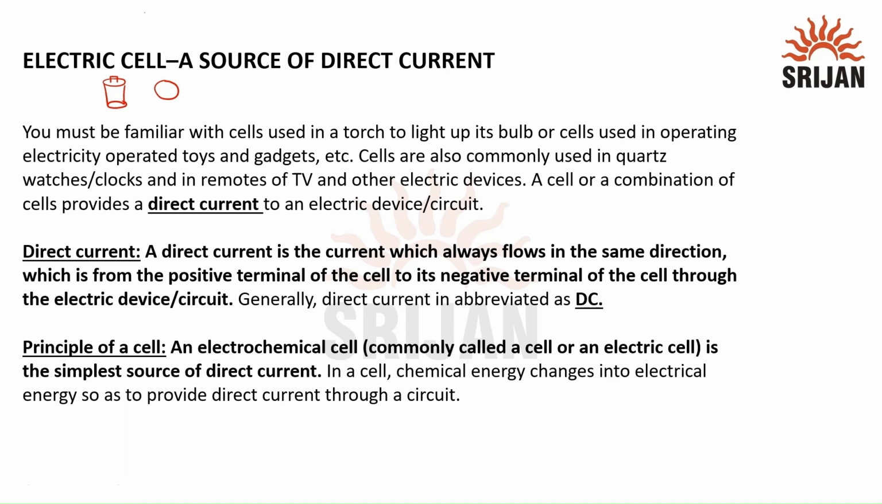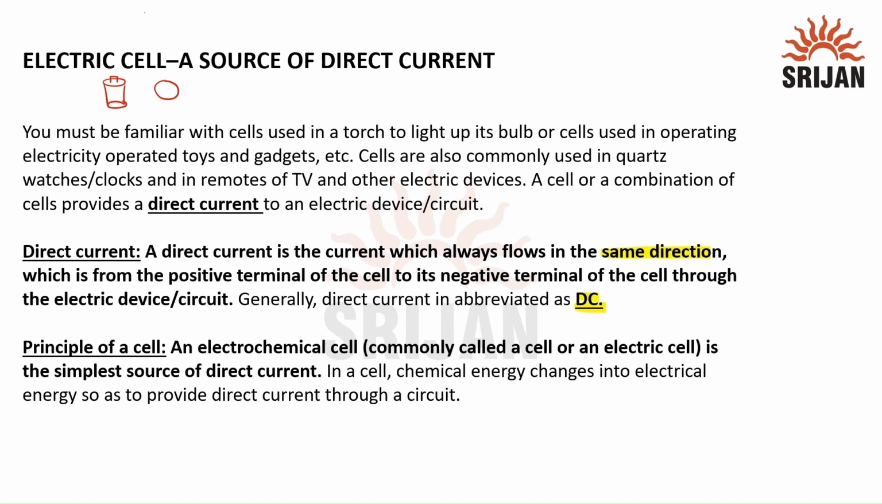So what is direct current? The direct current is the current which always flows in the same direction, which is from the positive terminal of the cell to the negative terminal of the cell through the electric device or the circuit. So the main point in direct current is that it flows in the same direction. Generally, the direct current is abbreviated as DC. So whenever you see DC, it is an abbreviated form of direct current.